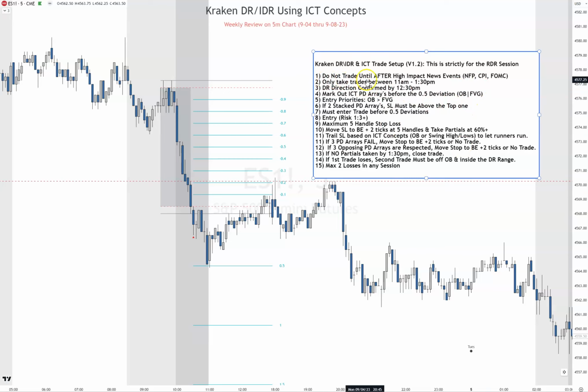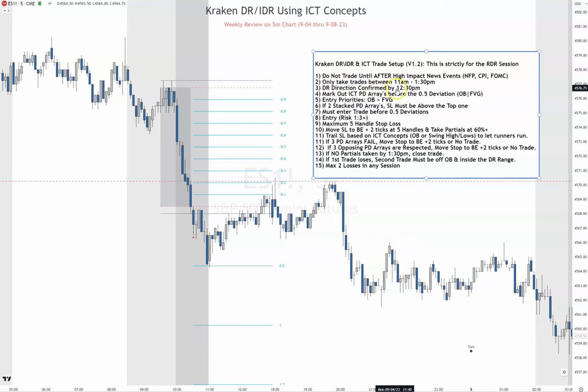The first rule is do not trade until after high impact news events: NFP, CPI, FOMC. This also includes US holidays. We don't trade US holidays. So for example, Monday was Labor Day. We did not trade this day because it's only a half session, so we just don't trade it.